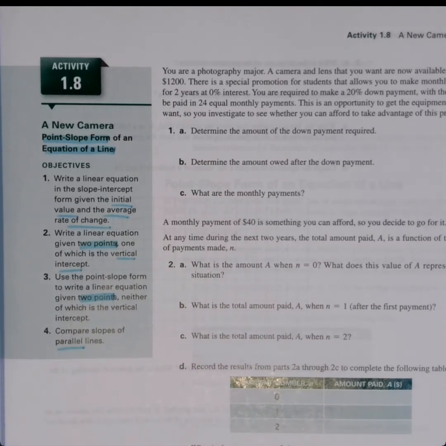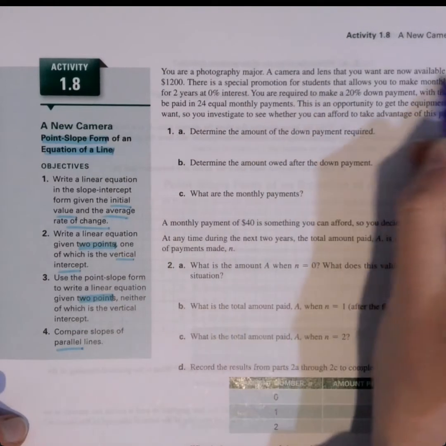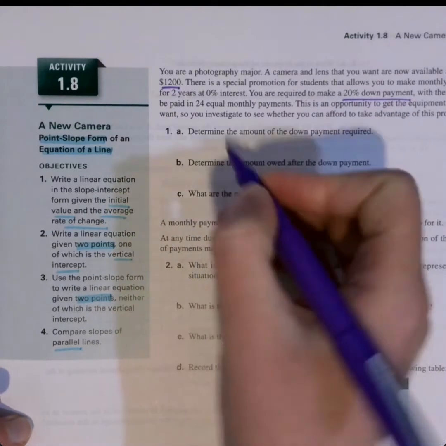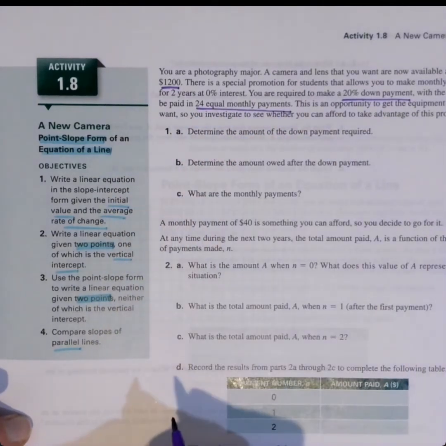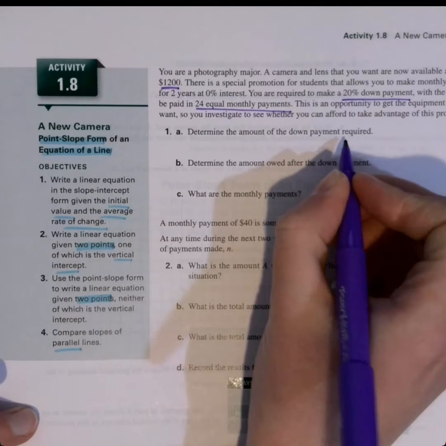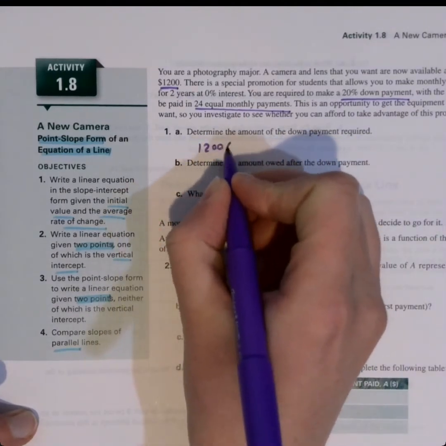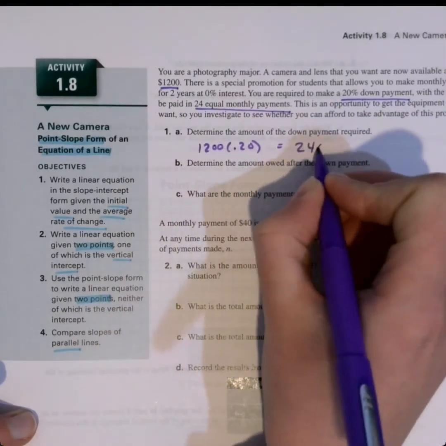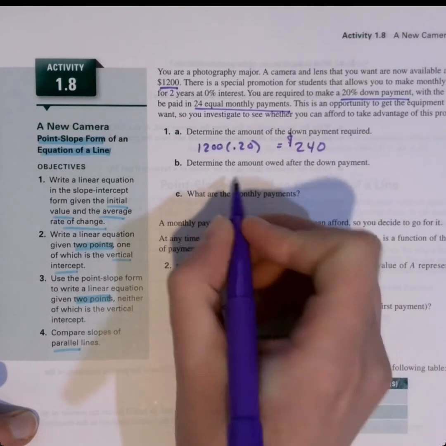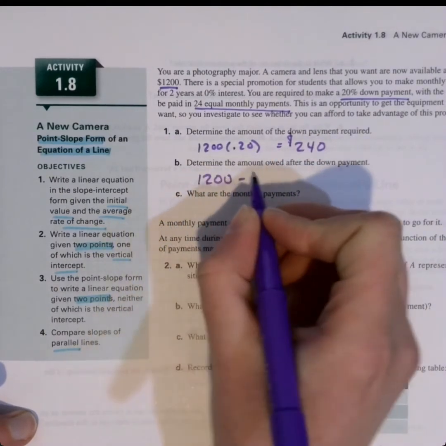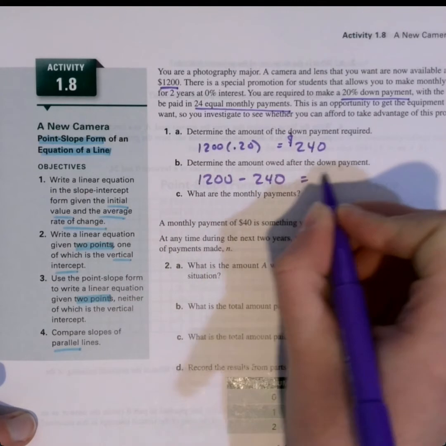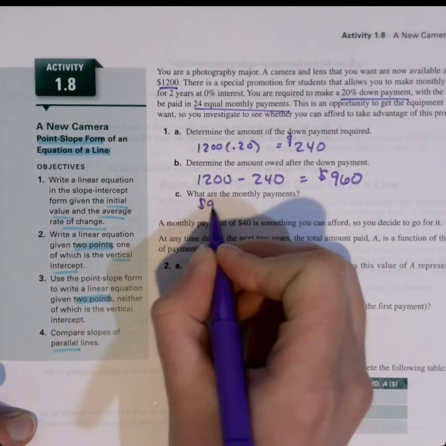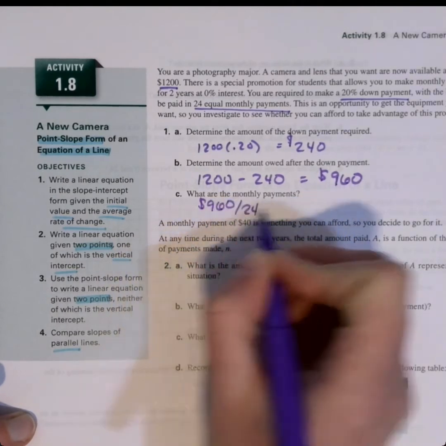Starting out in this situation at the top here, we are going to buy a new camera that costs $1,200. We're going to make a 20% down payment, and then we're going to pay the rest of it in 24 equal monthly payments. So the down payment required is going to be 20% of $1,200, which would be $240. And the amount I owe after I make the down payment would be $960. Then my monthly payments, since I have 24 of them, would be $40.